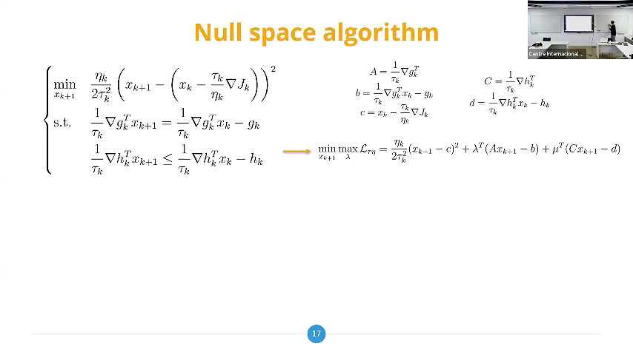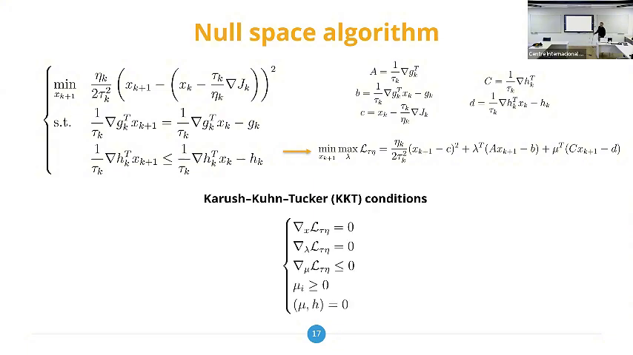Max over lambda and mu larger or equal to 0 of the Lagrangian, which depends on tau and eta. And instead of solving the optimality conditions, I have to solve the Karush-Kuhn-Tucker conditions at each step. So I basically have to add the complementarity conditions for this new Lagrange multiplier corresponding to the inequality constraints. Okay.